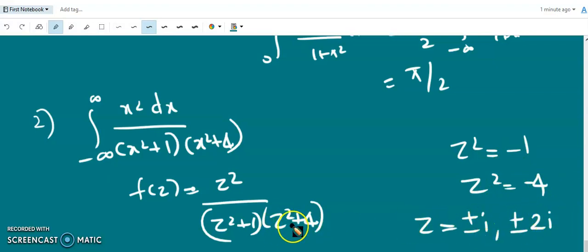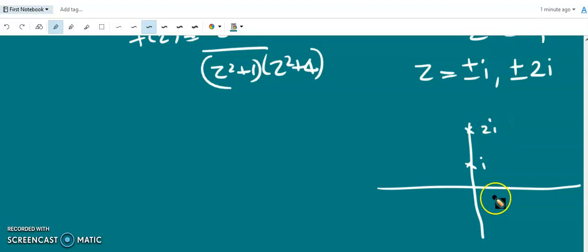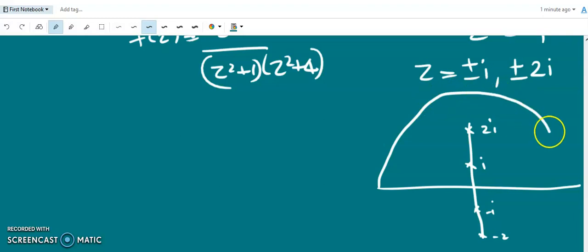So there are no poles on the real axis, and the degree of the numerator is 2 and the degree of the denominator is 2 into 2, 4. So the degree of the denominator is 2 greater than that of the numerator, and there are only 2 poles in the upper half plane. You can mark the poles: they are at i, 2i, minus i and minus 2i. Two of these poles lie in the upper half plane, so we can choose the semicircular contour since all these 3 conditions we have listed above are satisfied.